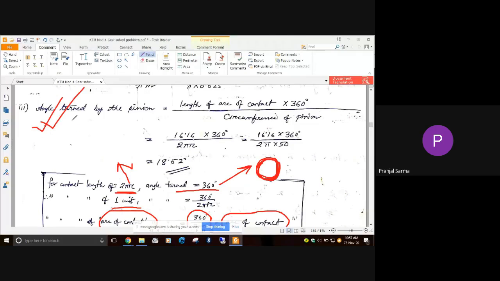In the next portion, they are asking about the angle turned. If it is for pinion, you will be utilizing the corresponding pinion values. If they ask you about the gear, the corresponding values for the gear you will utilize. Rest is similar in this particular problem. That's why we have not gone through in details. But what is different, that we are asking. So here, angle turned: length of arc of contact, that we have found out in the previous portion, multiplied by 360 divided by circumference of pinion. So if this is pinion, you'll be using the pinion value. If it is gear, you'll be using the gear value. And after that, you will get the angle. Okay. So with this, we have completed this problem. Understood?